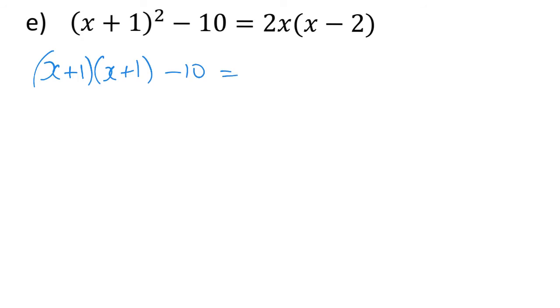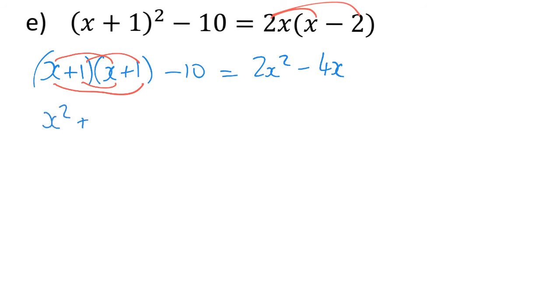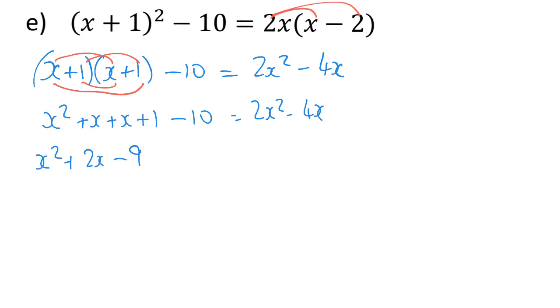we can expand the 2x in, so 2x multiplied by x, and 2x multiplied by minus 2 gives us 2x squared minus 4x. If we expand the double brackets using FOIL, so the first, the outer, the inner, and the last, we get x squared plus x plus 1, take away 10, equals 2x squared minus 4x. Collecting the terms on the left-hand side, we get x squared plus 2x minus 9 equals 2x squared minus 4x.